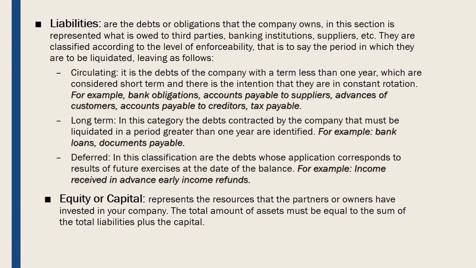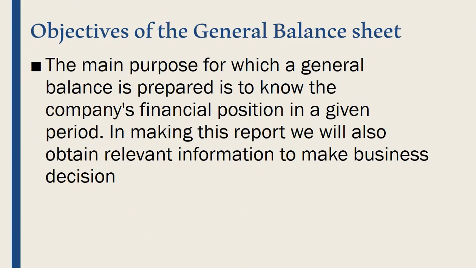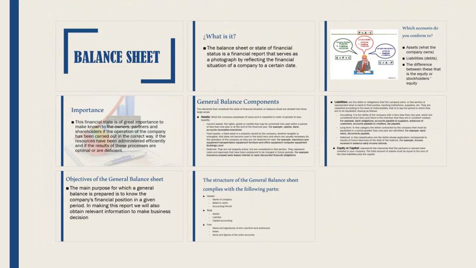And the final is equity or capital, which represents the resource that the partners or owner have invested in the company. The total amount of assets must be equal to the sum of the total liabilities plus the capital. The next is the objective of the general balance sheet. The main purpose for which a general balance is prepared is to know the company's financial position in a given period. In making this report, we will also obtain relevant information to make business decisions.